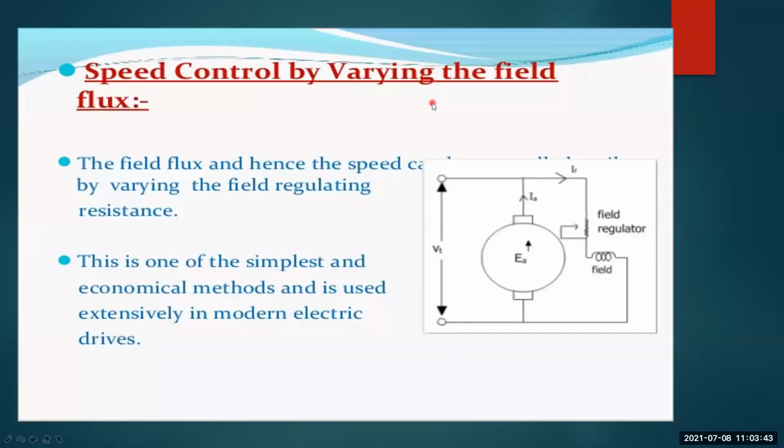Speed control by varying the field flux of a DC shunt motor. This is called a DC shunt motor. This is the terminal voltage VT and the armature current IA.